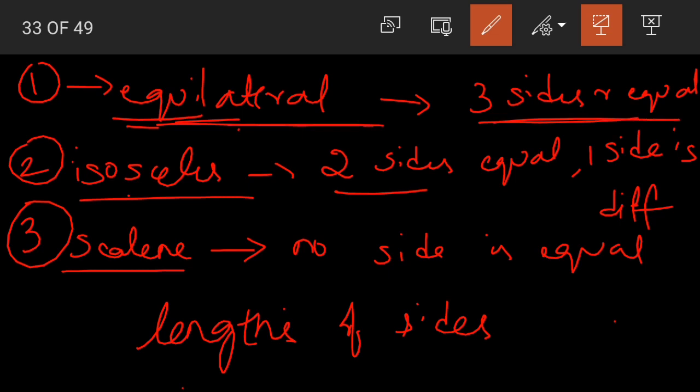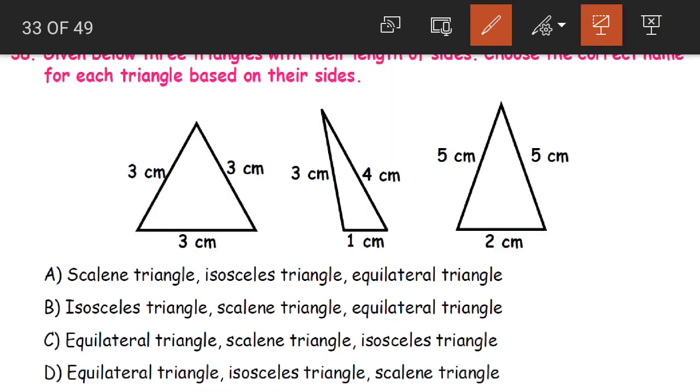Equilateral, three sides are equal. Isosceles, only two sides are equal. And the last one, no side is equal. All the three sides are different from one another. Now let us look at the given triangles. The first one, 3 centimeters, 3 centimeters, 3 centimeters. All the three sides here are equal. So what will it be called? Equilateral triangle.